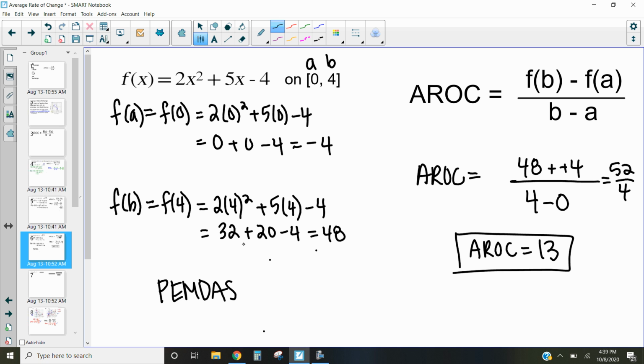So that's how we find the average rate of change when we're given the equation of a function, as well as the interval that we're looking at. We're going to use those a and b points, the endpoints of our interval, and substitute them into that f of b minus f of a equation.